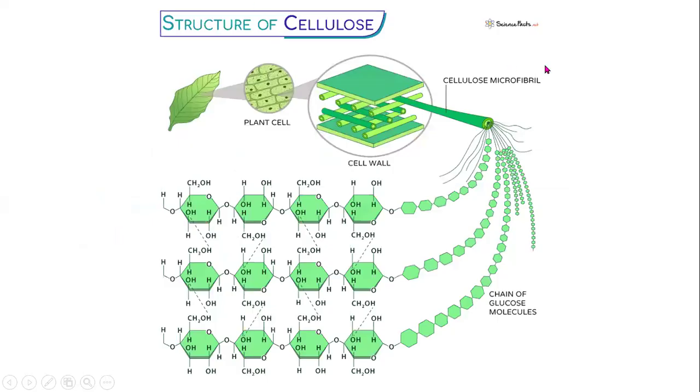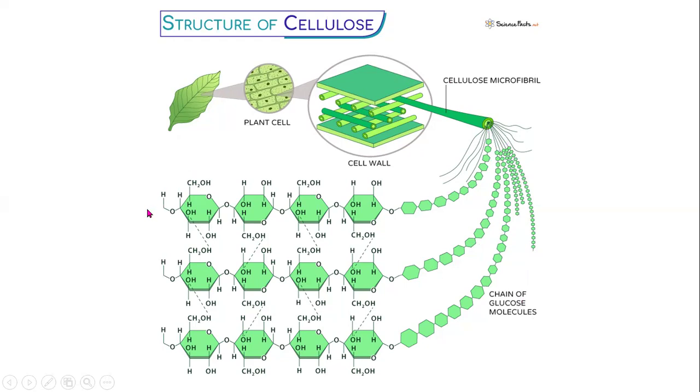So this is the typical structure of cellulose. Of cellulose, we said it is a component of what? Plant cell, right? If this is the leaf of a plant, and you look at it, this is a plant cell, and we now zoom into the plant cell wall. Inside the plant cell wall there is this cellulose microfibril. If we zoom in fully, we will see that these are chains of thousands of glucose molecules.